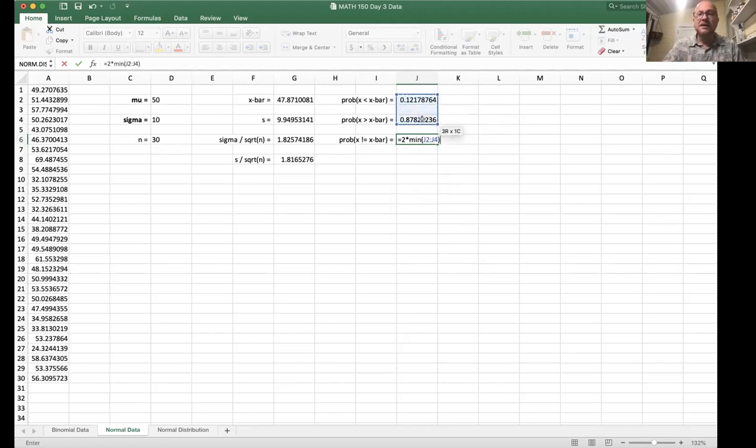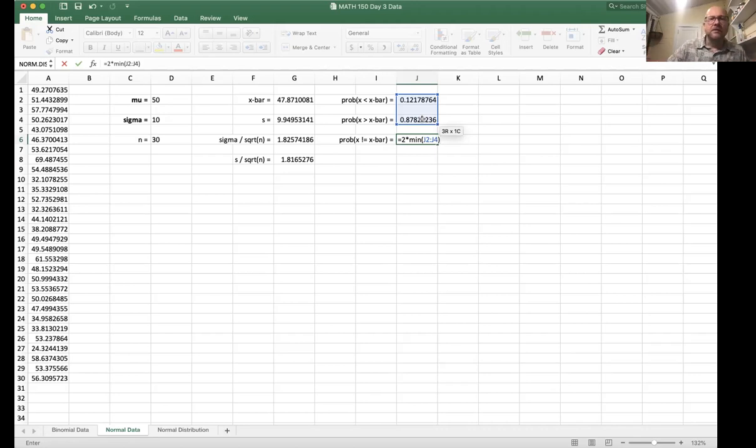If you took the maximum, it would definitely get you something that was more than 50%, because, you know, either way, one of them is going to be more than 50%. And then when you doubled it, you'd get a probability that was more than 1, and probabilities are never more than 1.